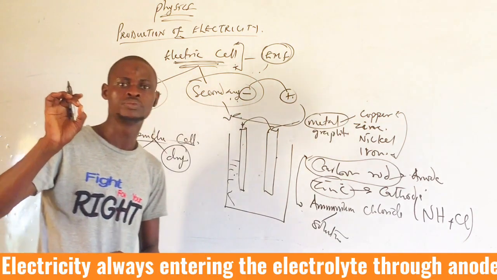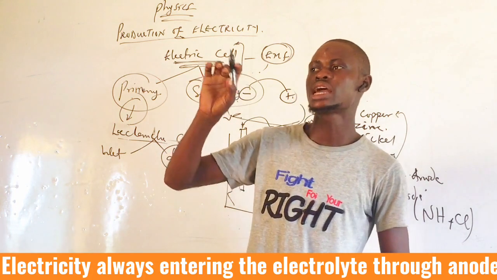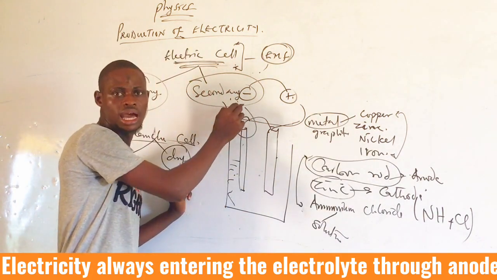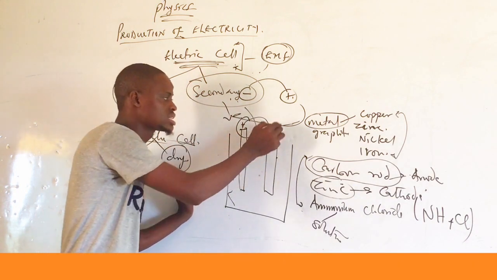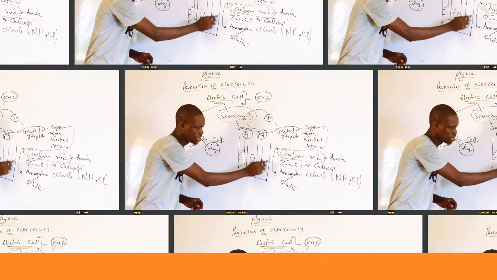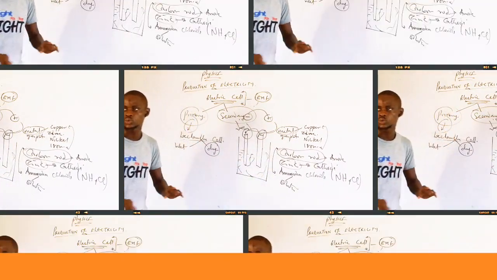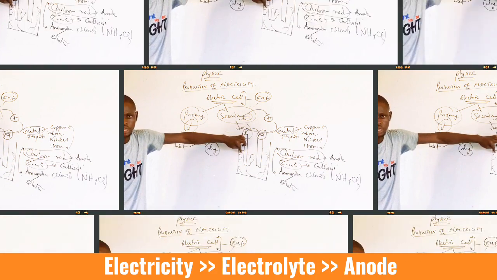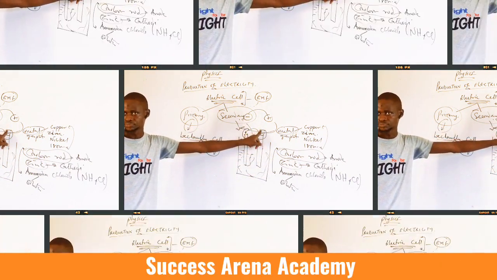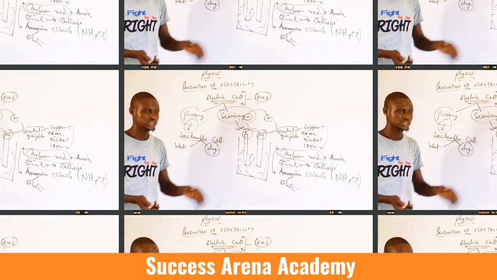Now, take note of something again. In any cell, electricity is always entering the electrolyte through the anode, and it is going to leave the electrolyte through the cathode. This is the electrolyte, the solution that is there. Electricity will enter the electrolyte through the anode, and it will leave the electrolyte through the cathode. That is that for that.